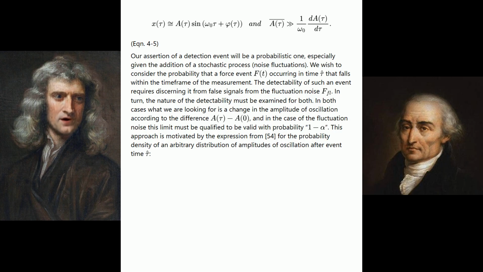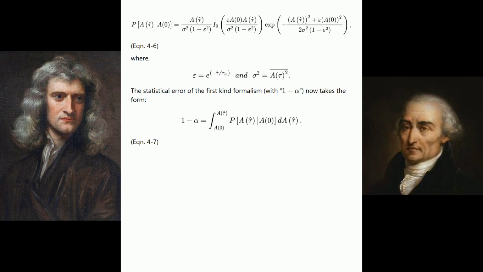In both cases, what we are looking for is a change in the amplitude of oscillation according to the difference A of tau minus A of 0, and in the case of the fluctuation noise this limit must be qualified to be valid with probability 1 minus alpha. This approach is motivated by the expression for the probability density of an arbitrary distribution of amplitudes of oscillation after event time tau. See equation 4-6.